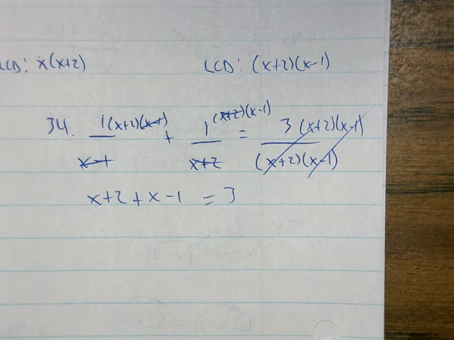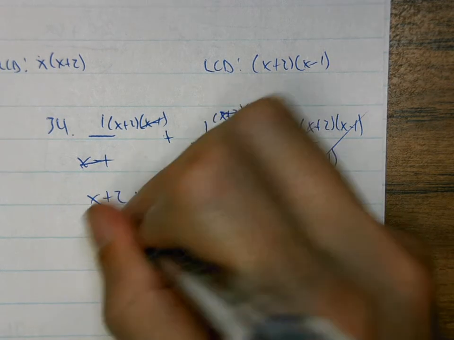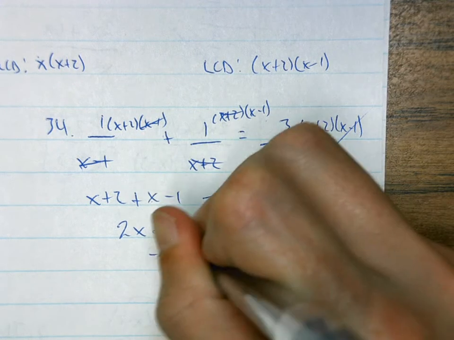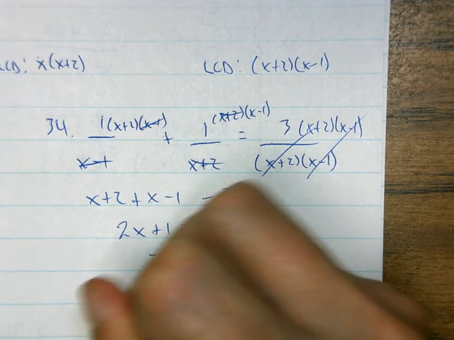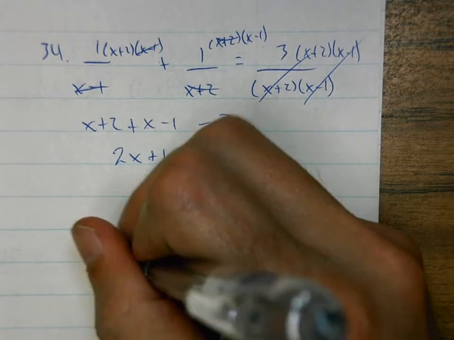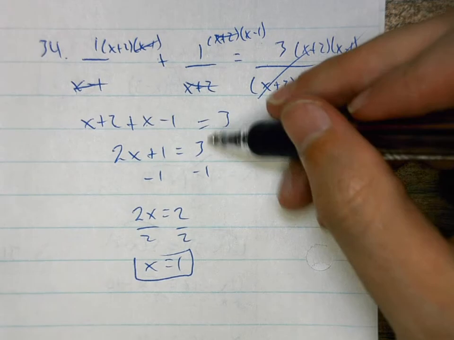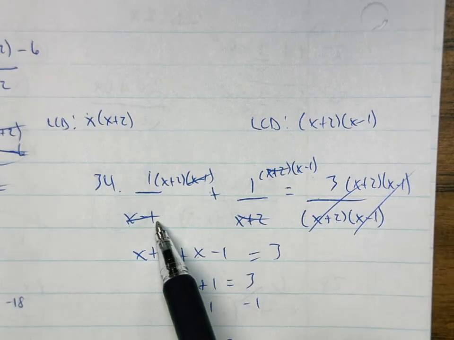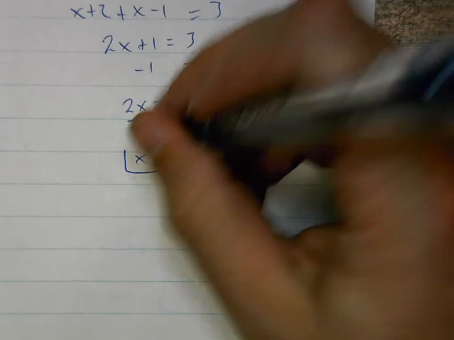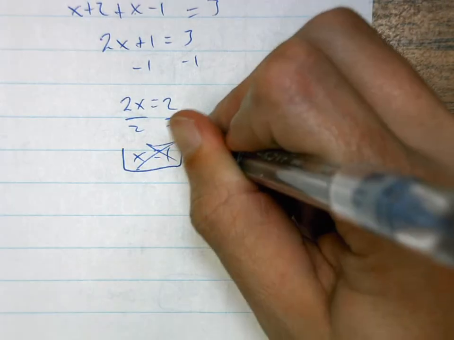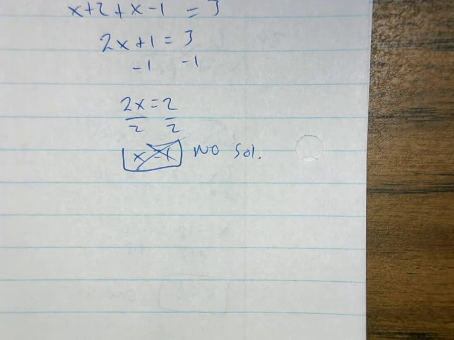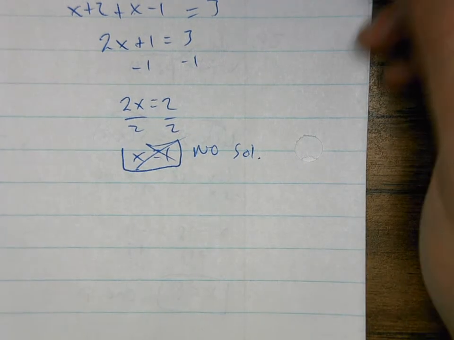So x plus x is 2x. 2 minus 1 is 1, equals 3. Subtract 1 on both sides, and 2x is equal to 2. Divide both sides by 2, x equals 1. So there's one solution. Let's go back. If you look at your original problem, this was an x minus 1 right here. We cannot plug 1 into that. So that does not work. There's actually no solution because 1 is extraneous. The solution is extraneous.